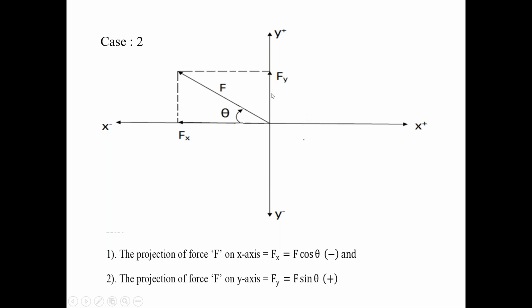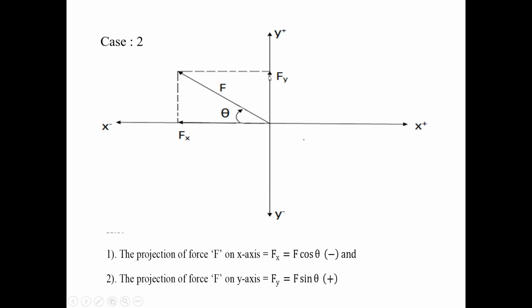So in this condition 2, the projection of force F on the x-axis is Fx, which is equal to F cos theta, but it is the negative projection because the direction of Fx is towards the negative x-axis. Whereas for the projection Fy, take this right angle triangle here. Sin theta is equal to opposite side by hypotenuse. Opposite side is Fy, hypotenuse is F. So Fy is equal to F sin theta.